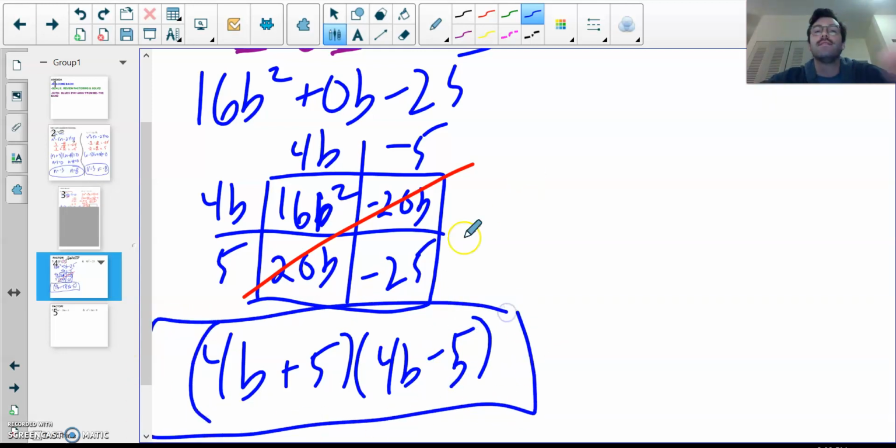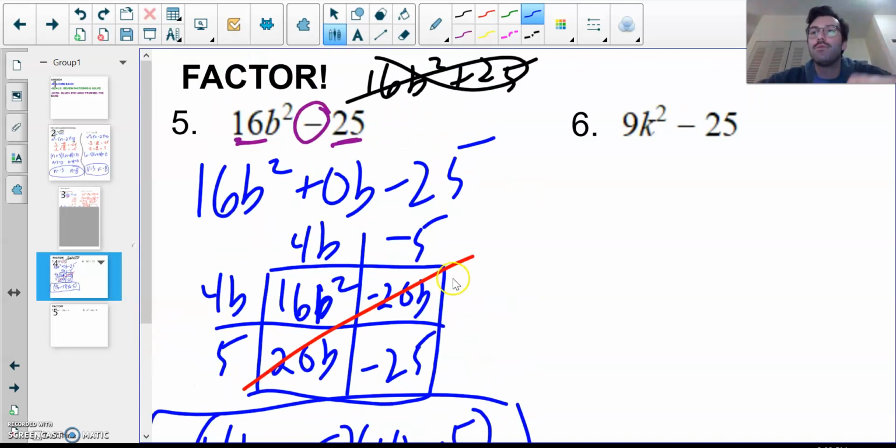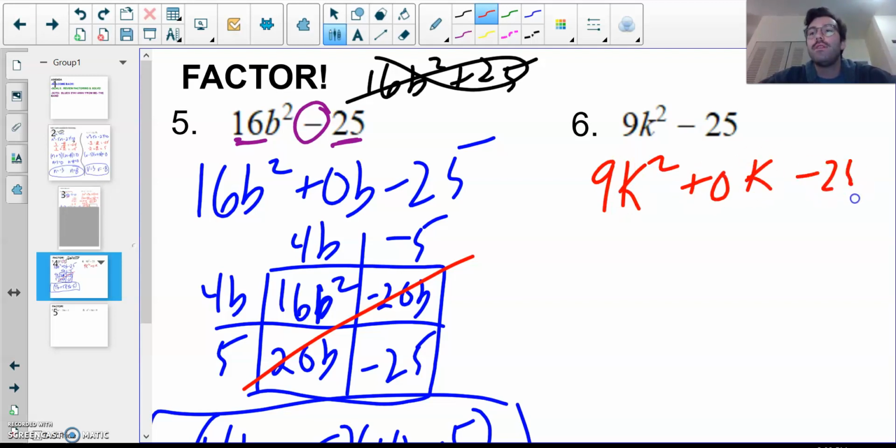Wow, that's good stuff. The square root of 16 is 4, and the square root of 25 is 5. That's also where those numbers come from. Looks like we have a difference of two squares again. So I'm going to write this as 9k squared plus 0k minus 25. Go ahead and factor that one.